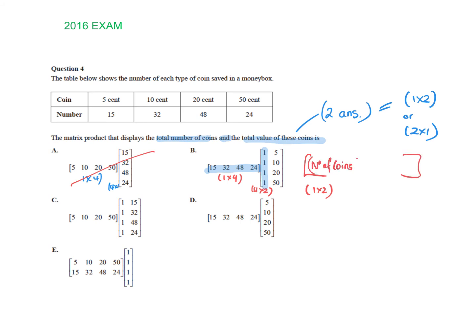That looks okay. Now if I do the next part and go row by column, that would mean I'd be timesing 15 by 5. That's correct because I've got 15 5-cent pieces. And then I'd be timesing 32 by 10. So this is adding up the value of the coins, isn't it? This looks good to me, so I'm going to go with that. If you look at the other one, this way they're adding up the names of the coins. So that doesn't work, okay? We needed the quantity there.